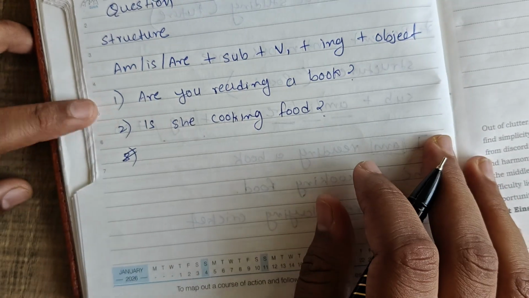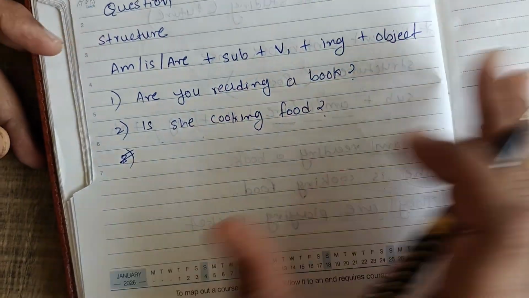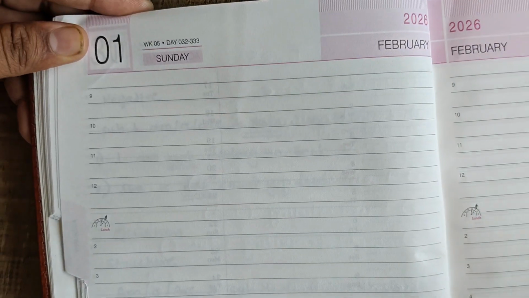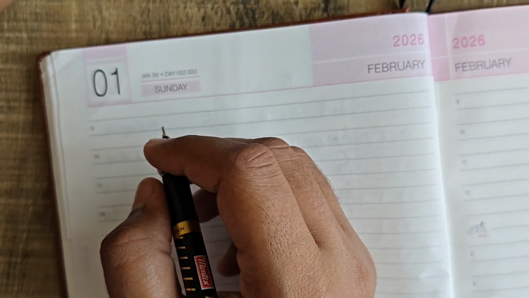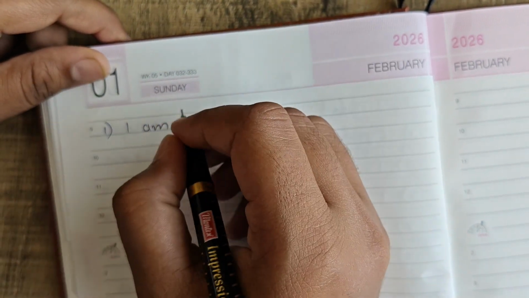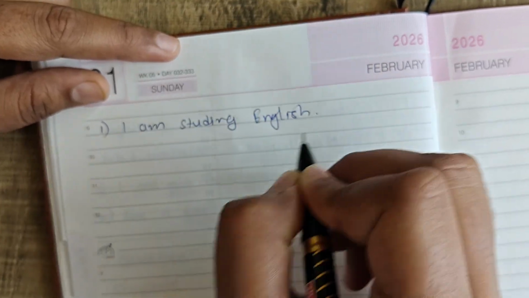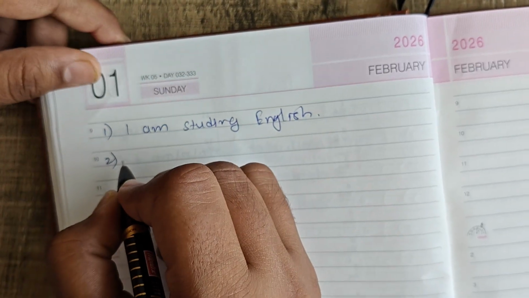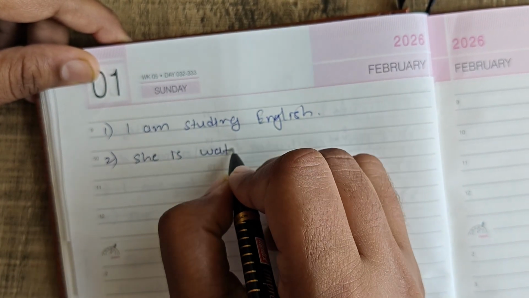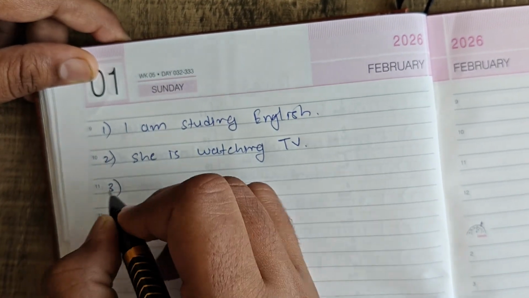Okay, let's sum up with these two examples. Let's see a few more examples that will help you to understand better. So first sentence is I am studying English. I'm studying English. Then second one is she is watching TV. She is watching. Okay. Then third one is they are playing cricket.